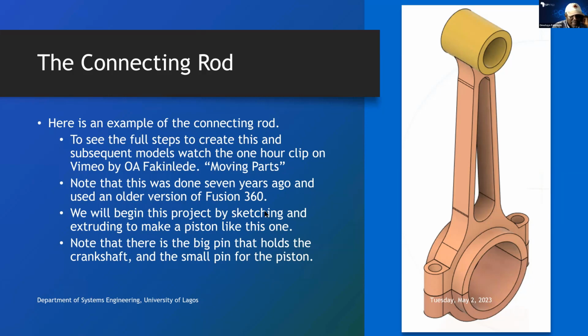We'll begin this project by sketching and extruding to make a piston like this one. Note that there is a big pin. This area is what we call the big pin. That's the one that holds the crankshaft. And this small pin is connected to the piston. Note that there is a big pin that holds the crankshaft and a small pin for the piston. Those are the two.